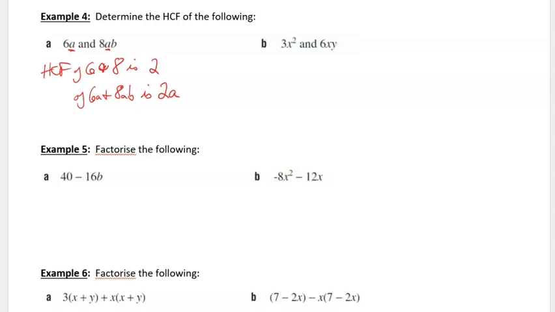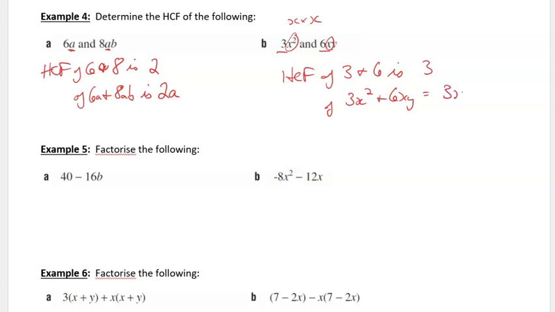Now, we want to find out the highest common factor of these two. We've got a 3 and a 6, and we know that the highest common factor of 3 and 6 is 3. Because 3 divided by 3 is 1, 6 divided by 3 is 2. And we also know that we've got x's in here. There's 1x here, and there's x times x here. So the highest common factor of 3x squared and 6xy is going to be that number factor times the x that's common to both of them.